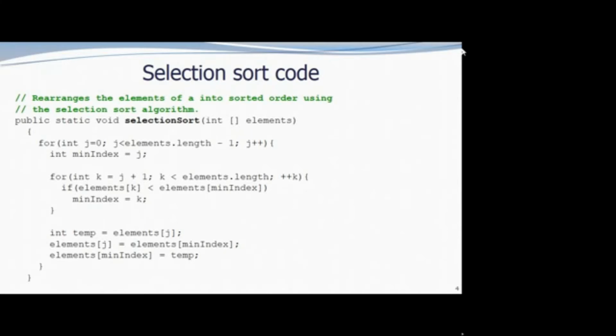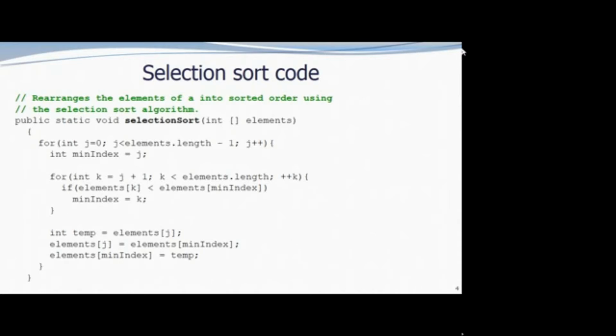If I'm thinking about this in an FRQ kind of way, I've gotten my minimum. Now I've got to swap them. So I use these 3 lines here. Why do I use these 3 lines? Take a good look at it and think about how this works.